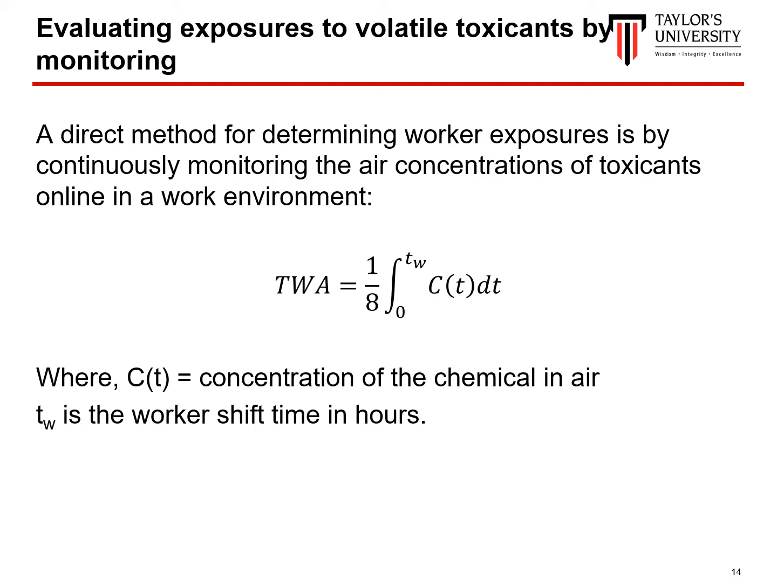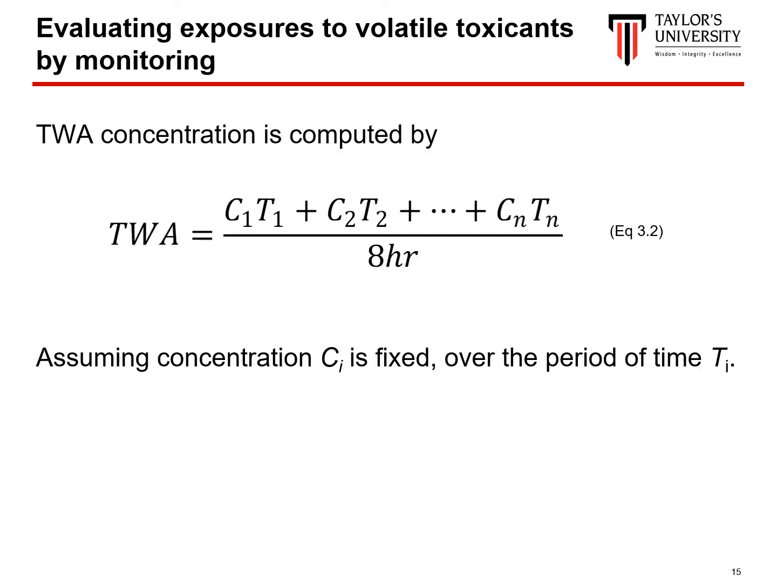Continuous monitoring is not the usual situation because most facilities do not have the necessary equipment available. So in that case, intermittent samples are obtained, representing workers' exposures at fixed points in time. If we assume that the concentration is fixed over periods of time, the TWA concentration can be calculated using this formula, Equation 3.2, as shown in the slides.